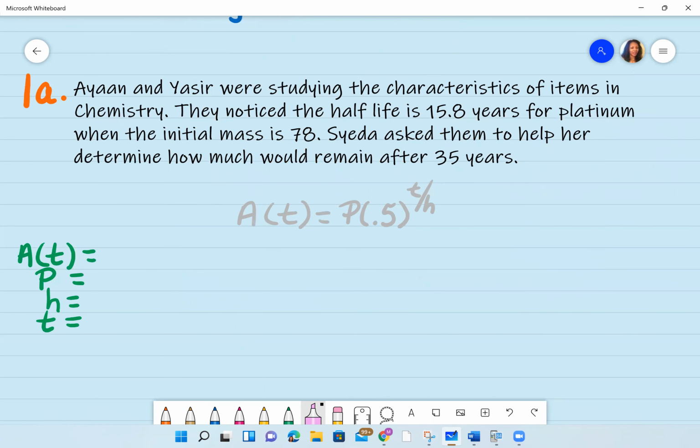Ayan and Yasir were studying the characteristics of items in chemistry. They noticed the half-life is 15.8 years for platinum when the initial mass is 78. Saida asked them to help her determine how much would remain after 35 years.